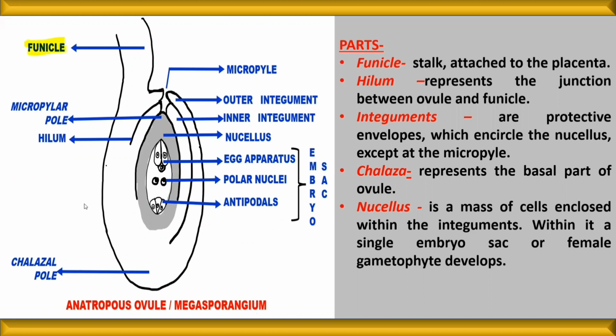As you can see, the first on the top is the funicle, which is nothing but this stalk. Following that is the hilum, which represents the junction between the ovule and the funicle. There are two envelopes respectively called as the outer and the inner integument. They cover up the entire body except the small opening, which is called as the micropyle. This corresponding end is called as the micropylar pole. The opposite pole is called as the chalazal pole, and the body at the center has a nucellus with the embryo sac.